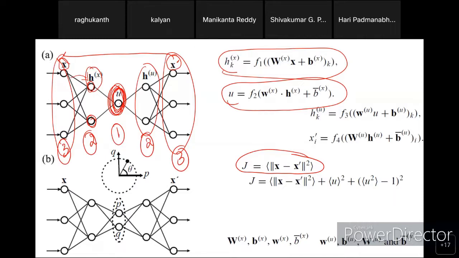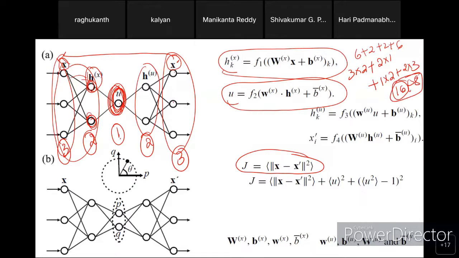Somebody has said 11, but check: how many unknowns are there between this and this? 3 twos are 6, plus 2 into 1, then once again 1 into 2, plus 2 into 3. So 6 plus 2 plus 2 plus 6. 6 plus 6 is 12, 12 plus 2 is 14, 14 plus 2 is 16. Plus you will also have biases: one bias here, one bias here, two biases here, then 6, 7, 8 biases are there. So 16 plus 8. Total almost 24 unknowns are there in our model.